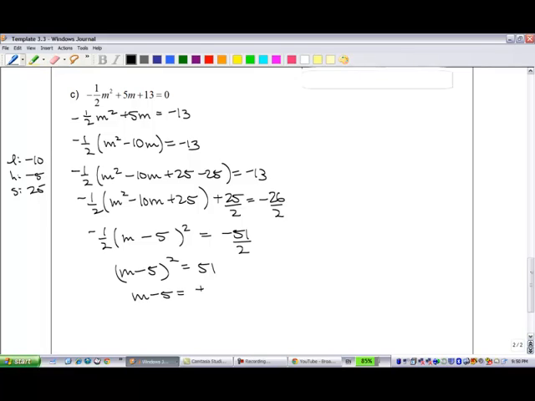Square root is plus or minus root 51. And certainly adding 5 would give us that final answer. So we're looking at an m equaling plus or minus root 51 plus 5. And again, you could turn those into decimal values if you'd like. I prefer to see perfect exact value answers. This ends the notes for solving by completing the square.